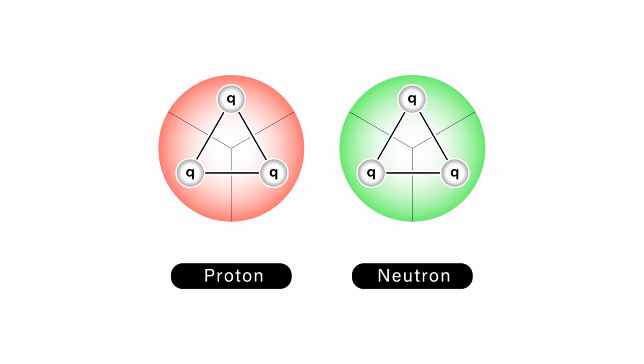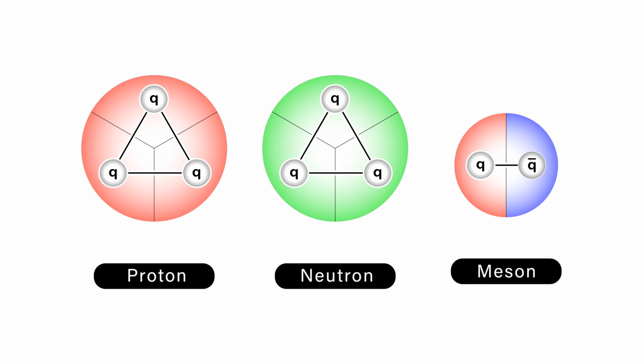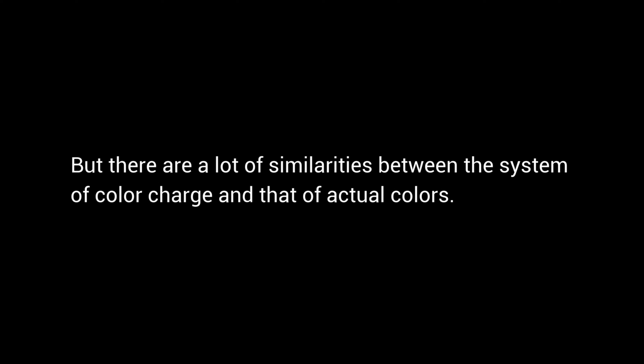Also, it can interact with 1 quark and 1 antiquark to form a meson. The types of color charge are not actual colors, but there are a lot of similarities between the system of color charge and that of actual colors. These similarities can be seen in the following way.